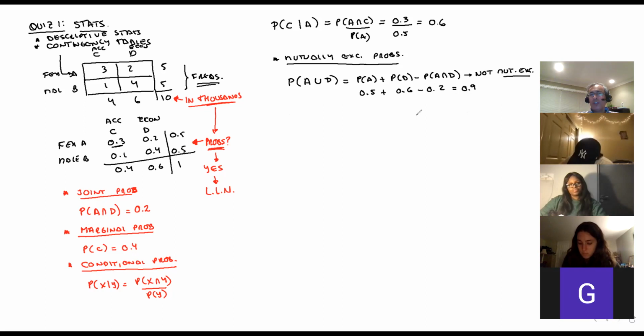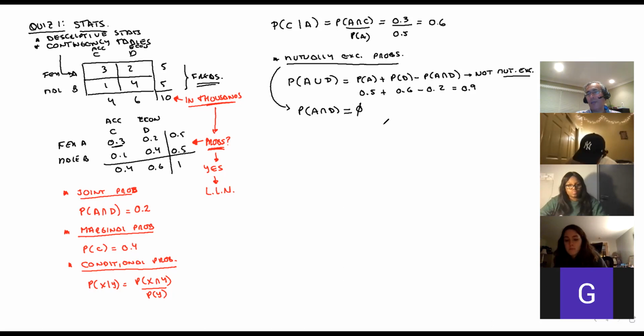A mutually exclusive event, guys, is one in which the intersection is empty. The intersection is empty. So this implies that when one happens, the other one cannot happen. Okay, so for example, what is the probability that we had at the same time C or D? Well, in real life, you can have an economist that is an accountant or an accountant that is an economist. But in this case, let's assume that they cannot. You are either an economist or an accountant.